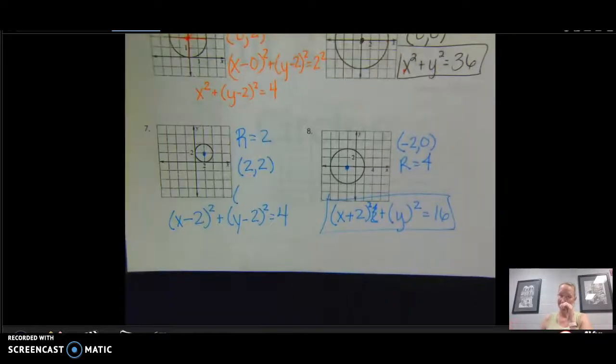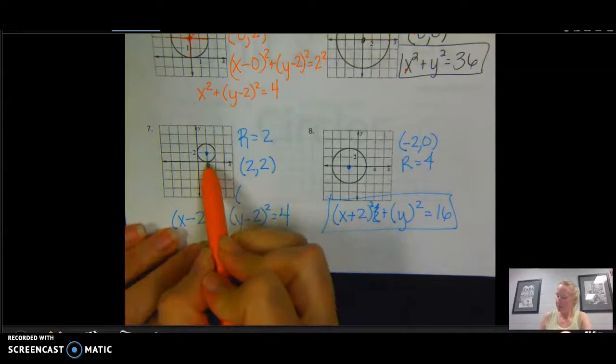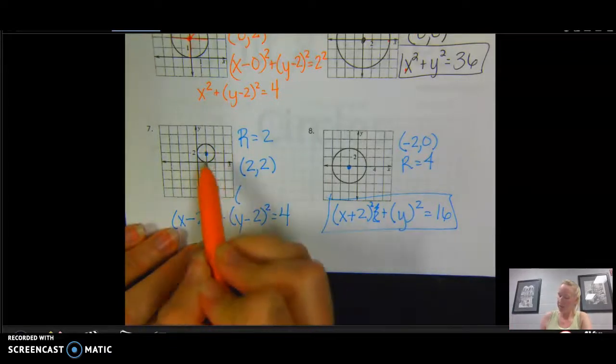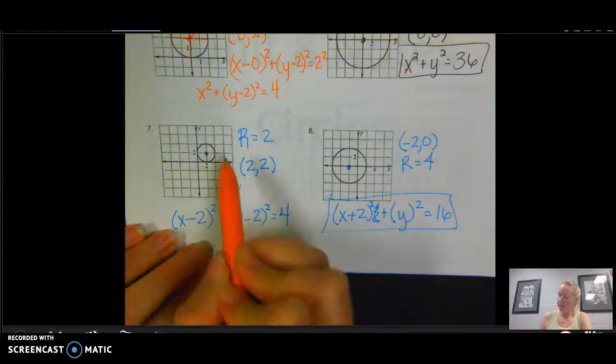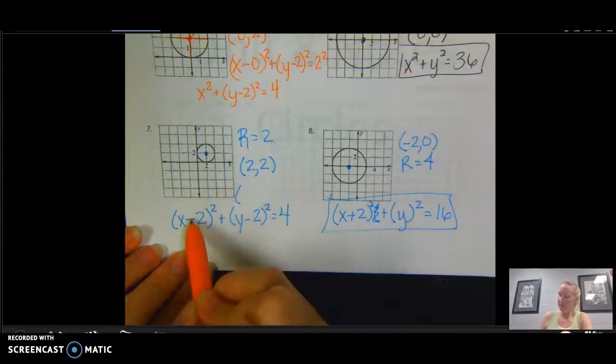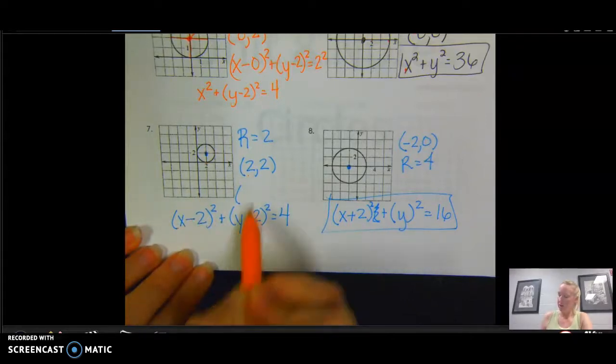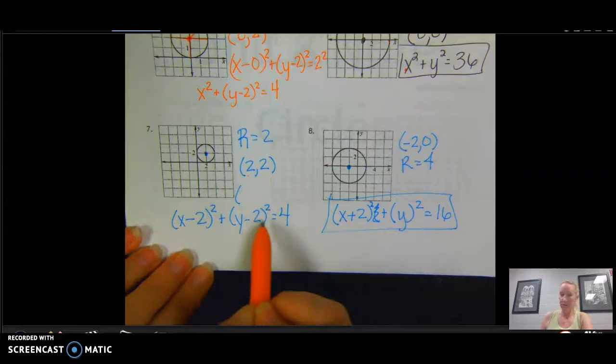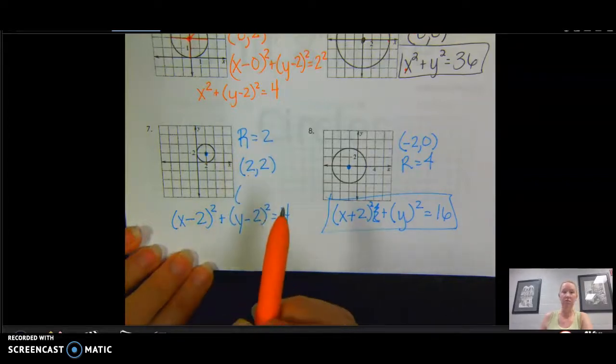And here are the answers. So 7 has a radius of 2, because each of these boxes are 2. Its center is over 2 and up 2, so that'd be x opposite of 2, so negative 2, plus y opposite of 2, negative 2, both of those squared, equals my radius squared, which is 4.